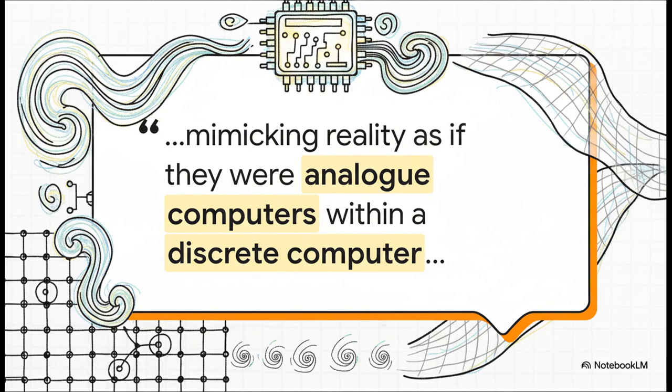This leads to a really profound shift in perspective, and it's captured perfectly in this quote. The idea is that the fabric isn't just calculating physics, it's behaving like a physical system. It's almost as if each tiny little piece of the grid is its own mini analog computer, all working together inside the main digital computer that's just keeping track of where they are.